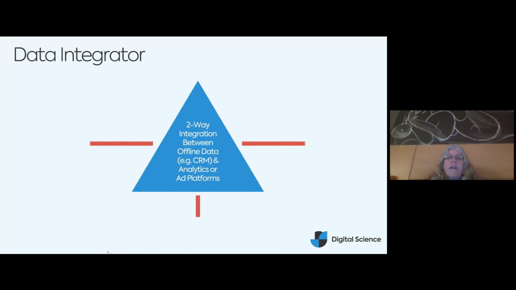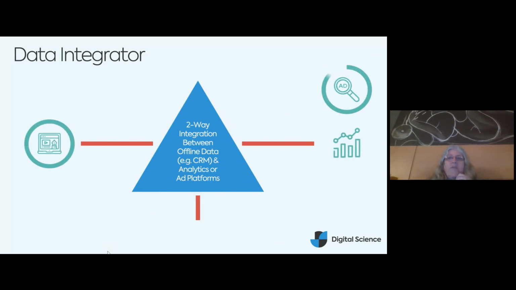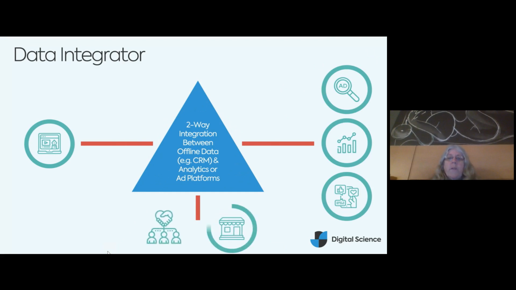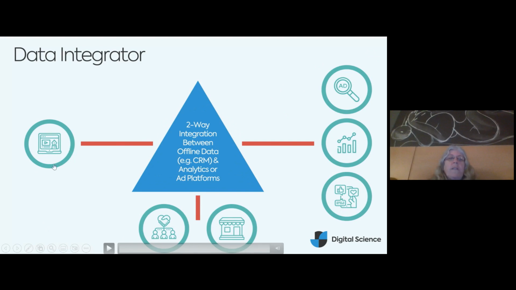So with the data integrator, this is sort of the core module of all the things that we need to do. And it's basically a two-way integration with your website over here, your CRM system here, your retail data here, and then your ads platforms, your analytics, and your social media. So what we need to do is we need to inject data in and out between these different systems. Now that does involve, in many cases, some form of work with your developer to get data out of your website or your CRM system.